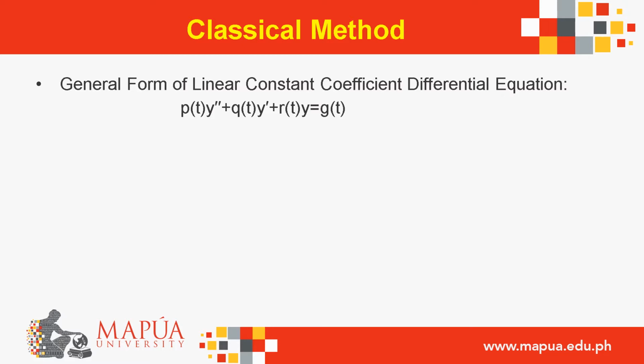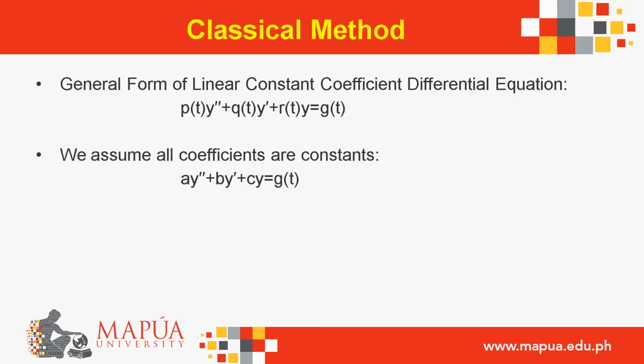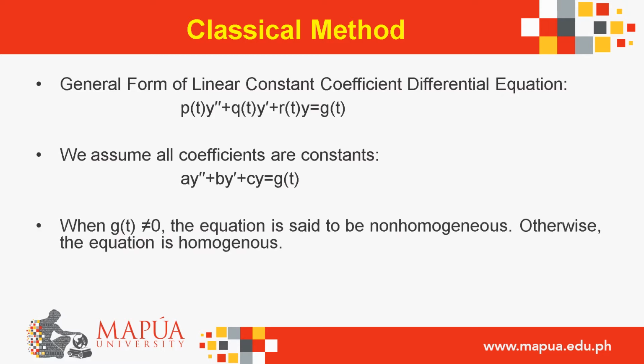The classical method comes in the general form where the linear constant coefficient differential equation is P(t)y'' + Q(t)y' + R(t)y = G(t). We assume all coefficients are constants, a, b, and c. When G(t) is not equal to 0, the equation is said to be non-homogeneous. But if it is equal to 0, it is a homogeneous equation.